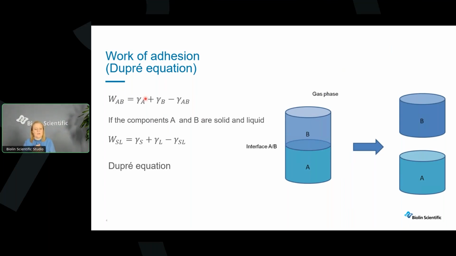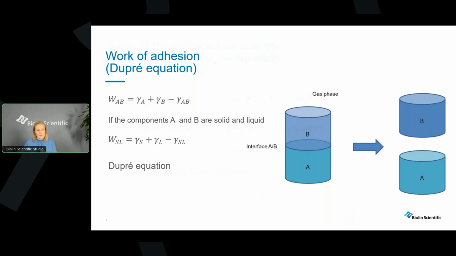Now, if we think about it so that the part A is the solid and part B is liquid, then we can change these symbols here so that we are actually looking at the work required to remove the liquid away from the solid. And then what we get is the surface tension or surface free energy of the solid plus surface tension of the liquid minus the interfacial tension between those two components.